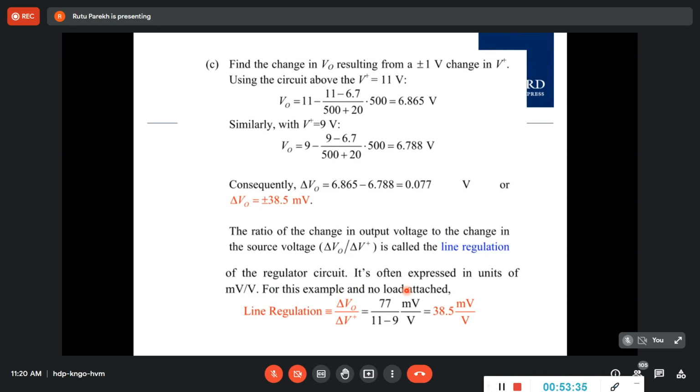Now there is no load, but this Zener is meant for a load. Right? Zener is not the load. It is to protect the load. So now we will see what happens when there is a load. Do you get it? So that's the next step.